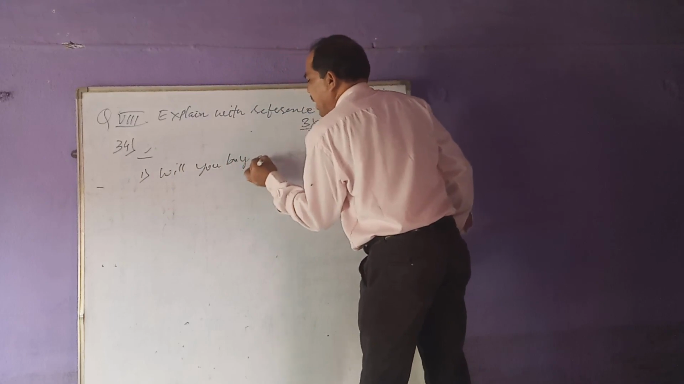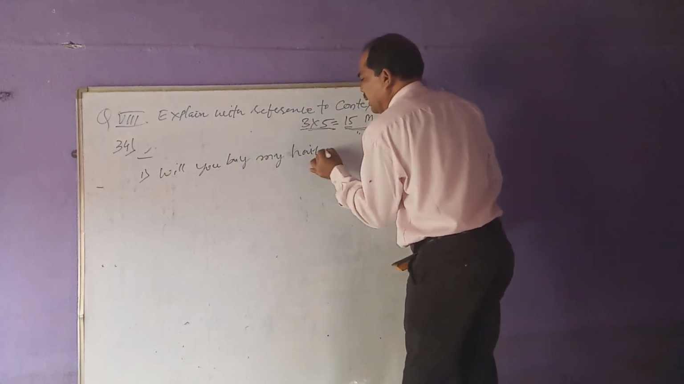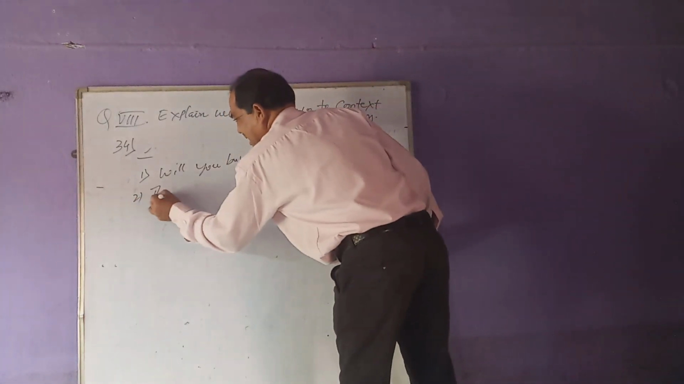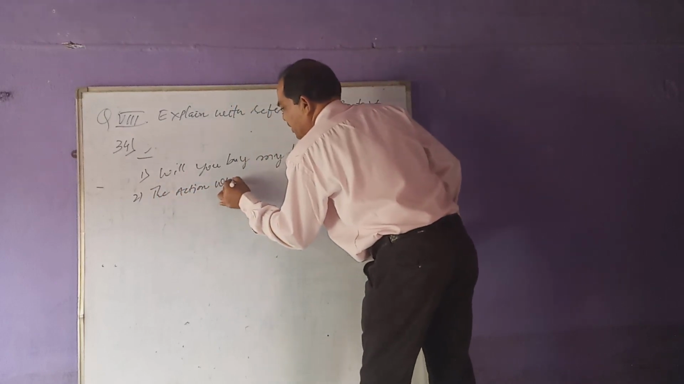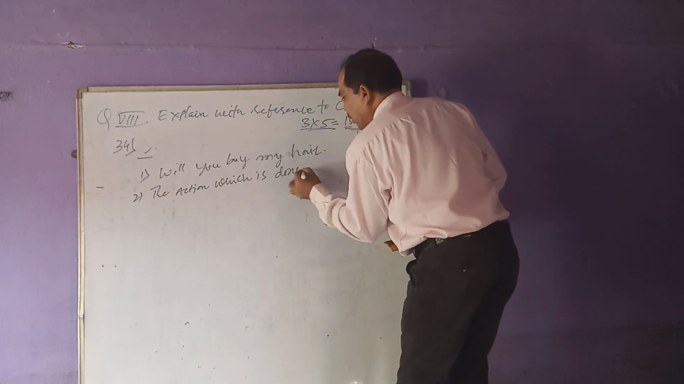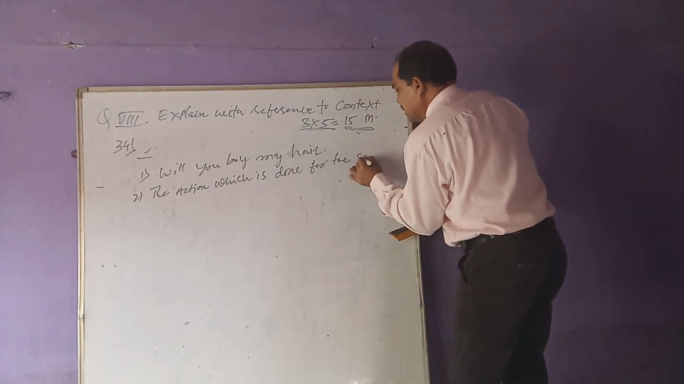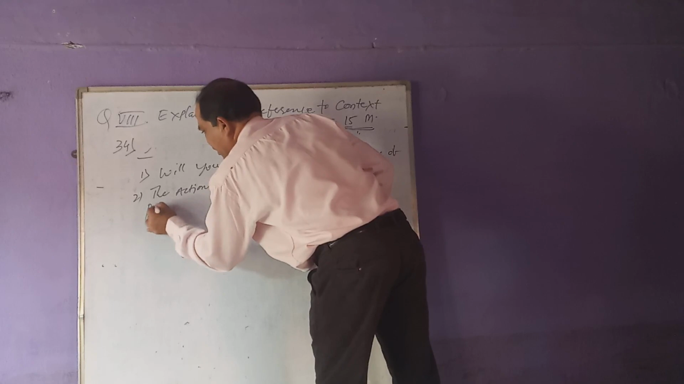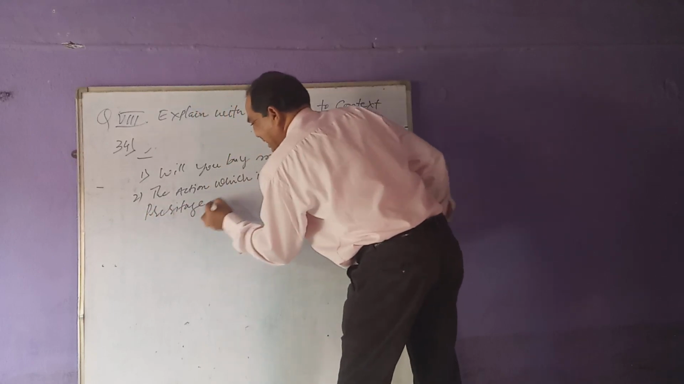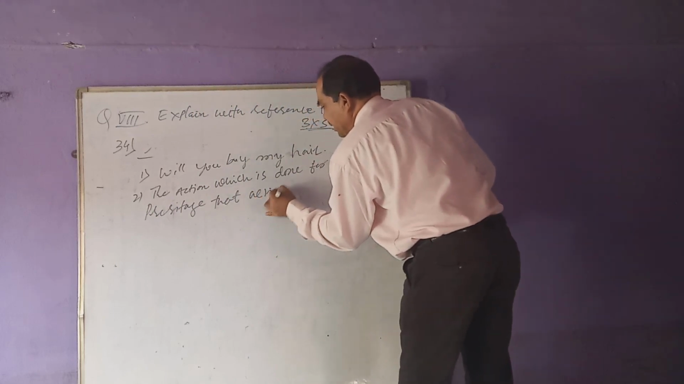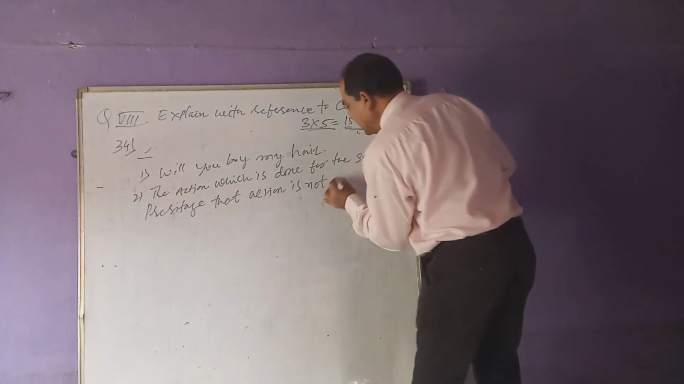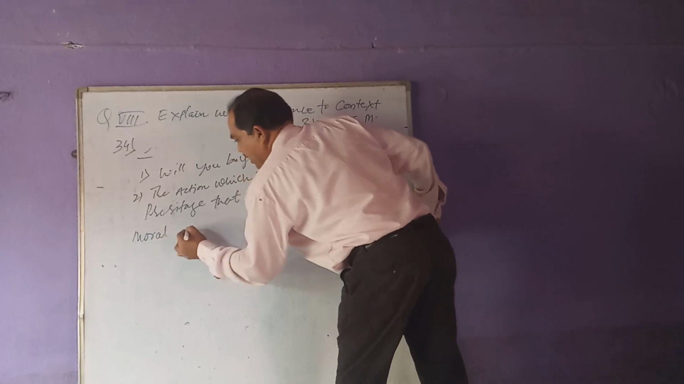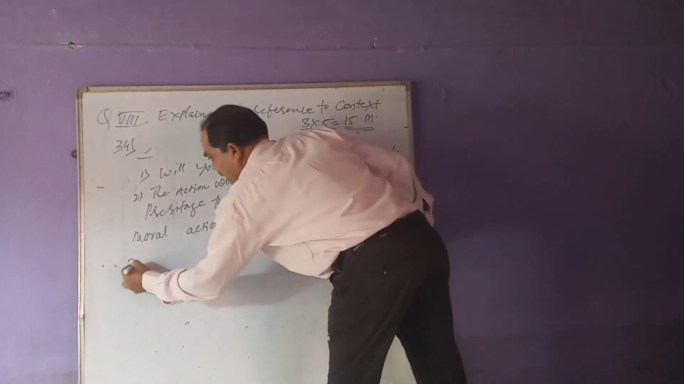Will you buy my hair? Buy my hair. Maybe another one. What another one? The action which is done for the sake of prestige, for the sake of prestige, that action is not called a moral action.